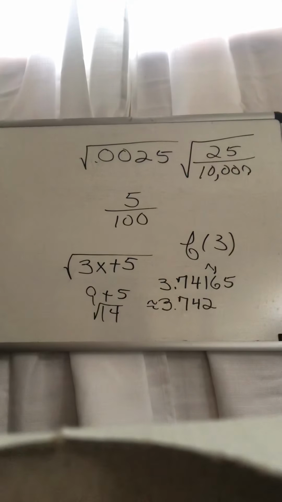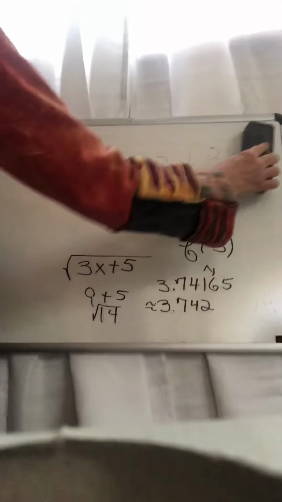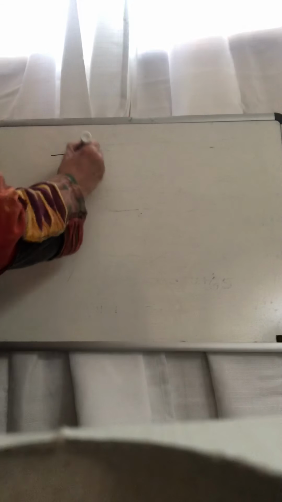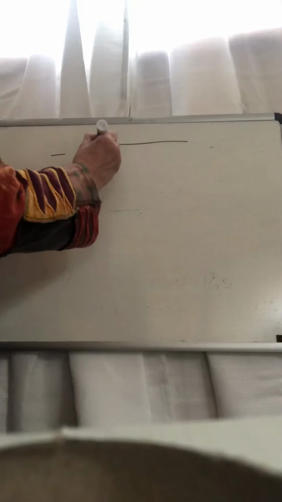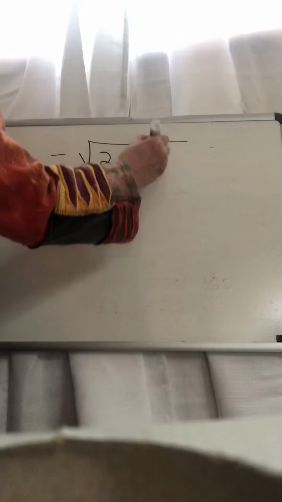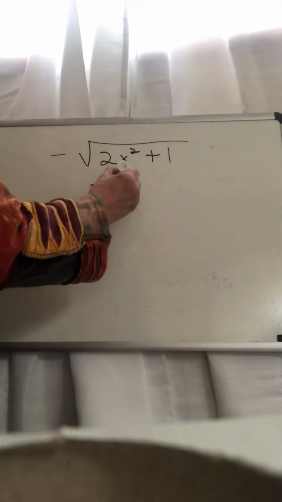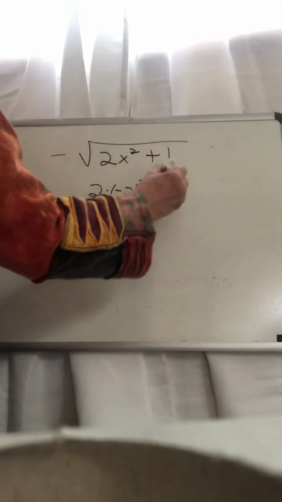All right, great. And then now let's go ahead and look at you try it 6. So 6, we also have a function, and it's the negative square root of 2x squared plus 1. And the function is f of negative 2. So we've got 2 times negative 2 squared plus 1.